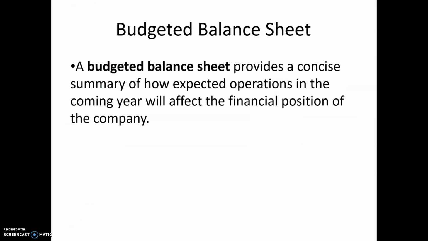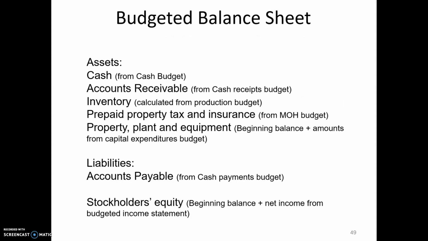So then, after we prepare all of these financial budgets, we can do our budgeted balance sheet. Cash would come from the cash budget. Accounts receivable, we could get from the cash receipts budget. Inventory from the production budget. And then any prepaid property tax and insurance. Our property, plant, and equipment, the beginning balance in those accounts, plus any amounts from the capital expenditures budget. We could get our accounts payable based on the cash payments budget, stockholders' equity, the beginning balance, and then we'd add the net income from the budgeted income statement.